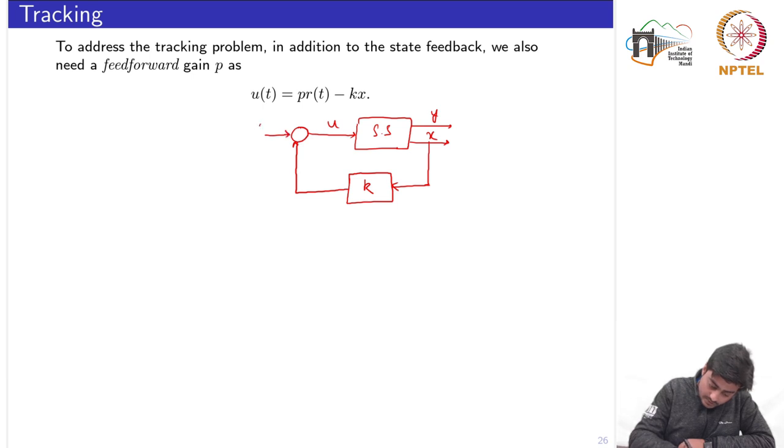Let's say this is 0, or for example, let's put it R of t. So this would be plus and minus. So here U would become R of t minus K times X. But here we have also introduced another degree of freedom by P, another gain P on the reference signal R. So now we have two degrees of freedom for designing the controller. One is the state feedback gain K, and another is this P. So this is the control structure.